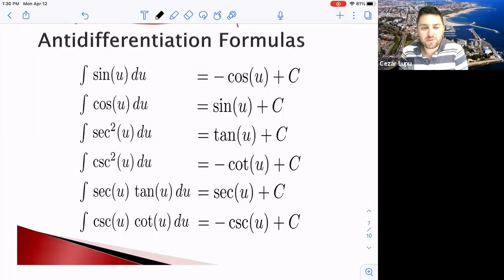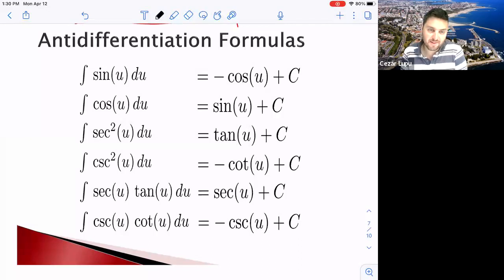Well, probably as you can expect, the antiderivative of sine of u du. So the antiderivative of sine of u is nothing else than just negative cosine of u plus c. Why? Because if you take the derivative of negative cosine of u plus c, you will get sine of u.